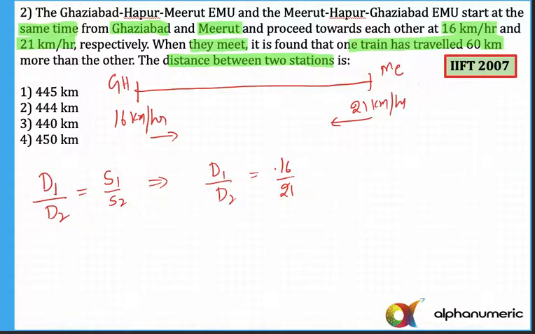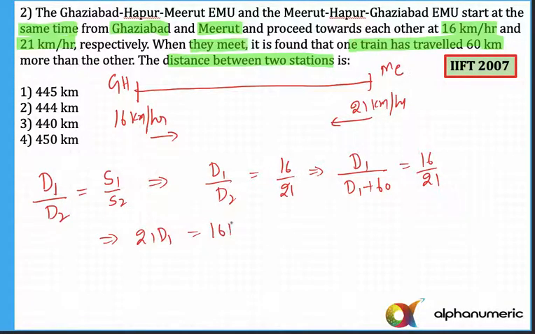The train whose speed is higher is going to cover more distance here. So d1 by d2: if the first train has traveled d1, the second train will travel d1 plus 60 kilometer more, which is in the ratio 16 by 21. Now simplify this equation. If you simplify, 21 d1 is equal to 16 d1 plus 16 into 60.